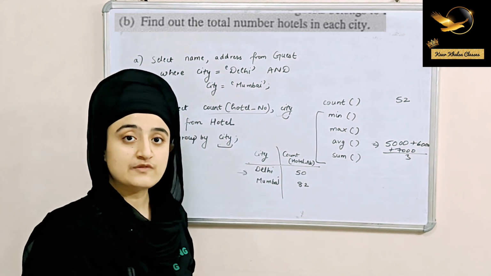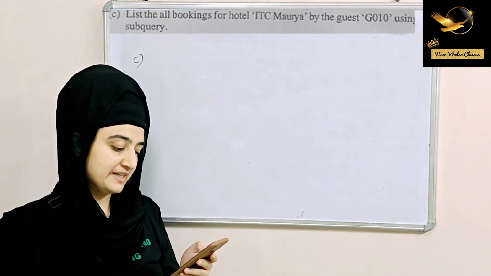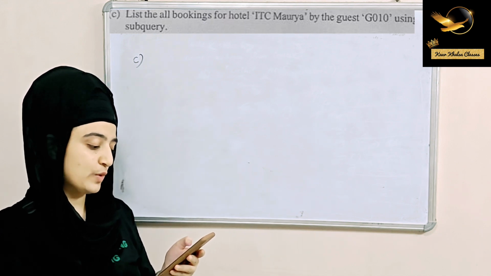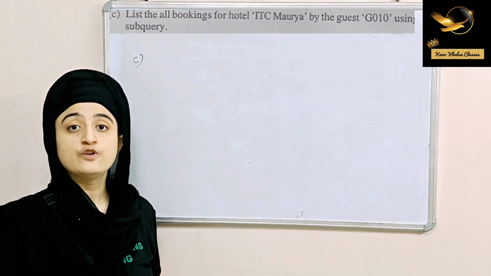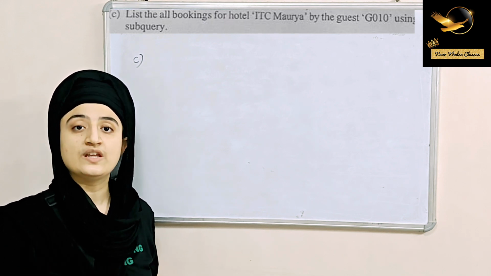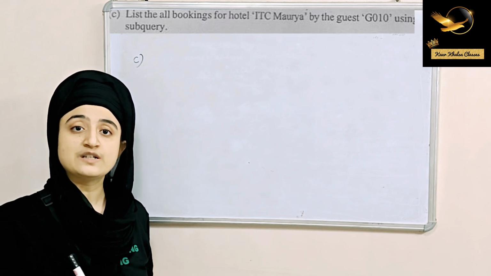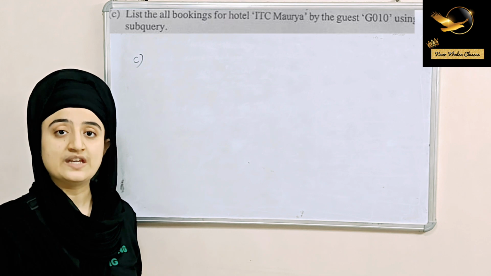So now we will solve the third part. It says: list all bookings for hotel ITC Moria by the guest G010 using subquery. So here we have to use a subquery, which means we have to use a query inside another query, just like nested statements, or you can say nested if, nested loops.